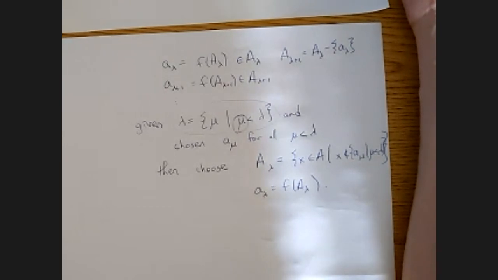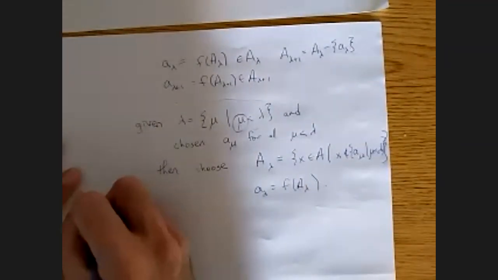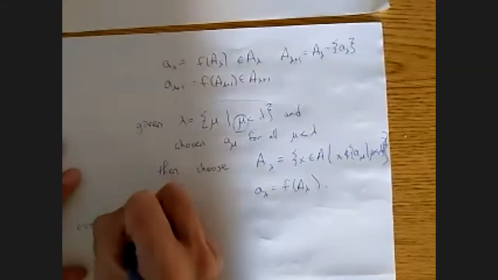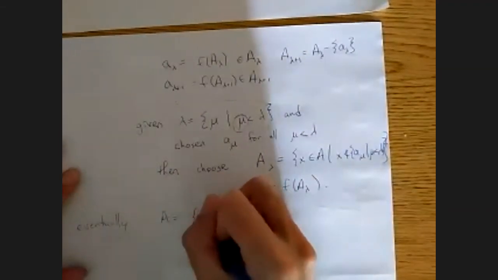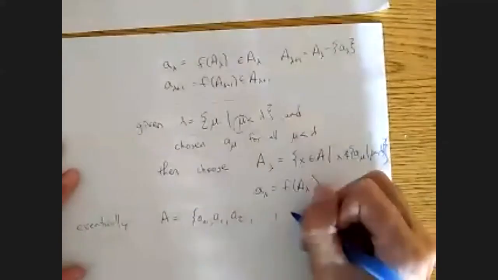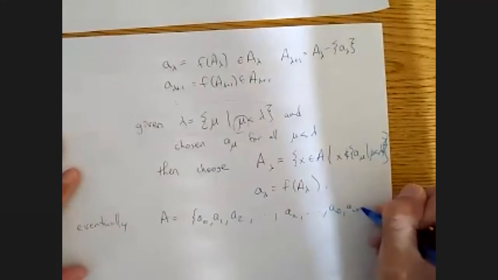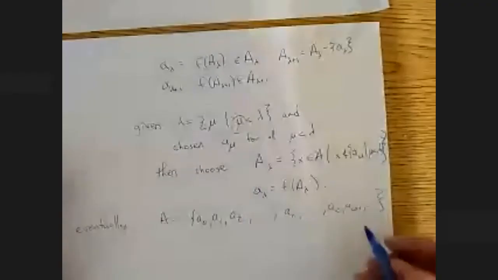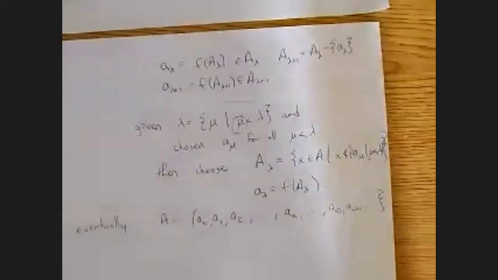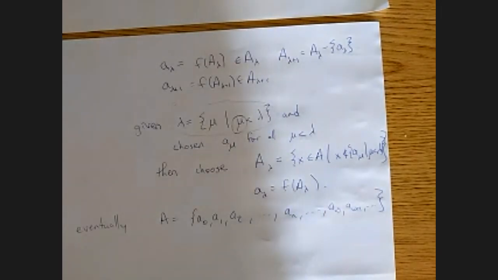Okay, so eventually you write A as like A0, A1, A2. You just put it in increasing order like that. You have A omega plus 1, and you just keep on going forever and ever until you've completely written down all the elements of A, and that gives you a well ordering for A.